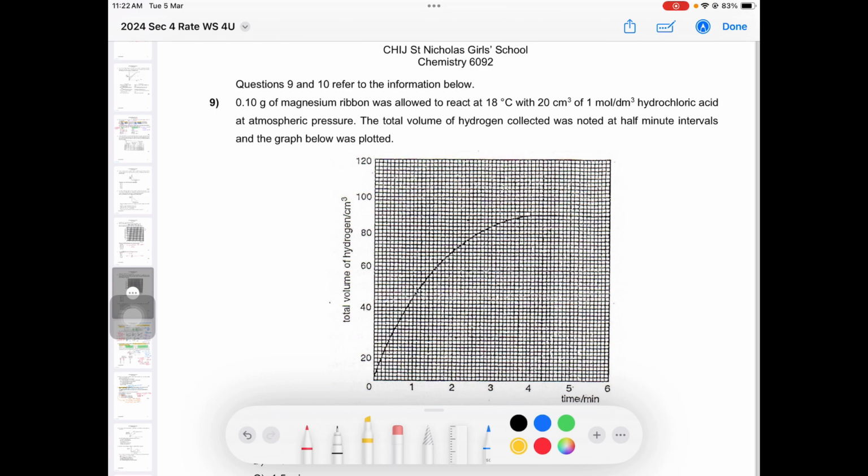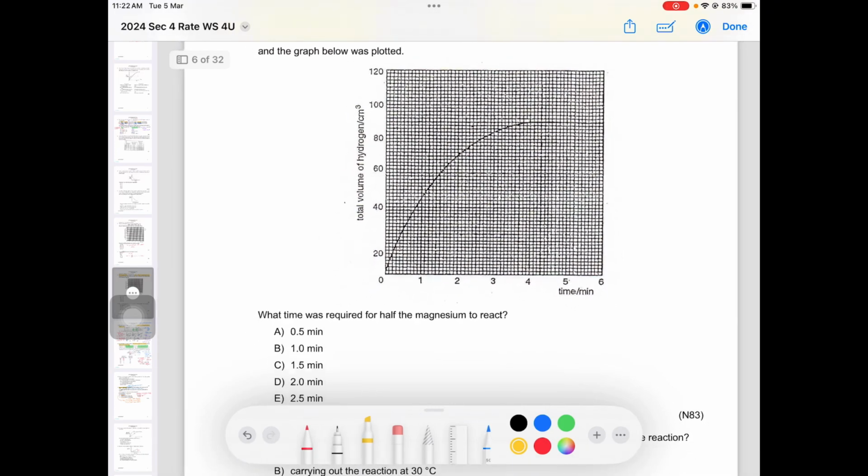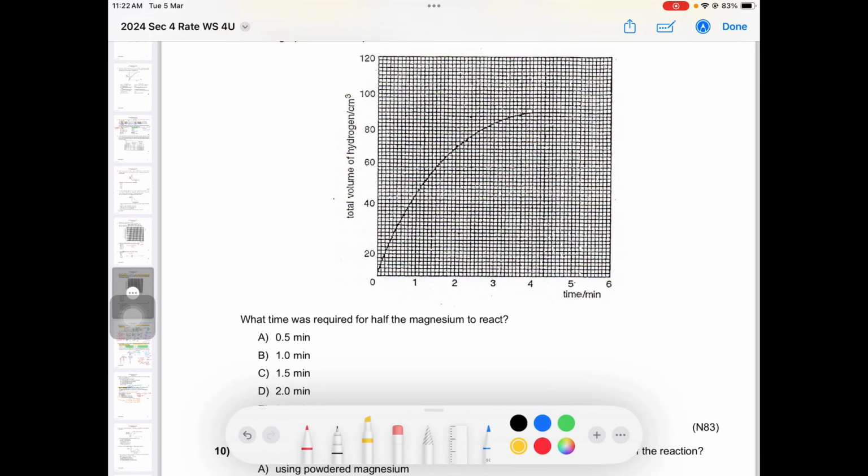You are told that 0.1 gram of magnesium ribbon reaction took place at 18 degrees Celsius, and this is the volume and concentration of hydrochloric acid that was used. So they collected hydrogen. The volume was measured at 30-second intervals, and you get the graph that you see. All right, so what time was required for half the magnesium to react?